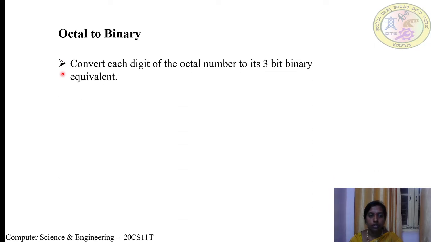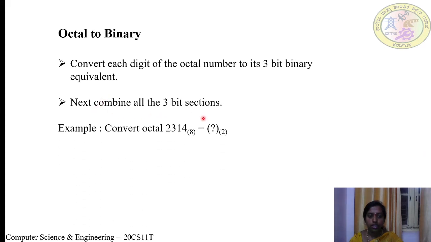First step, convert each digit of the octal number to its 3-bit binary equivalent. Take every digit of the octal number and group into 3-bit binary number. Second step, combine all the 3-bit sections. Example, convert octal 2314 base value 8 into its binary equivalent.